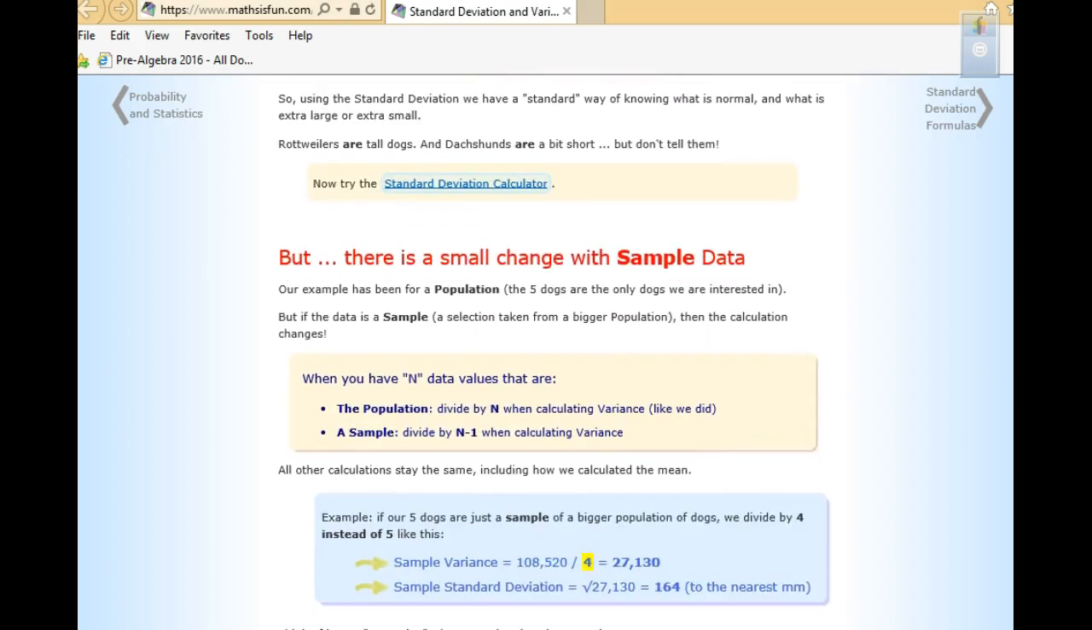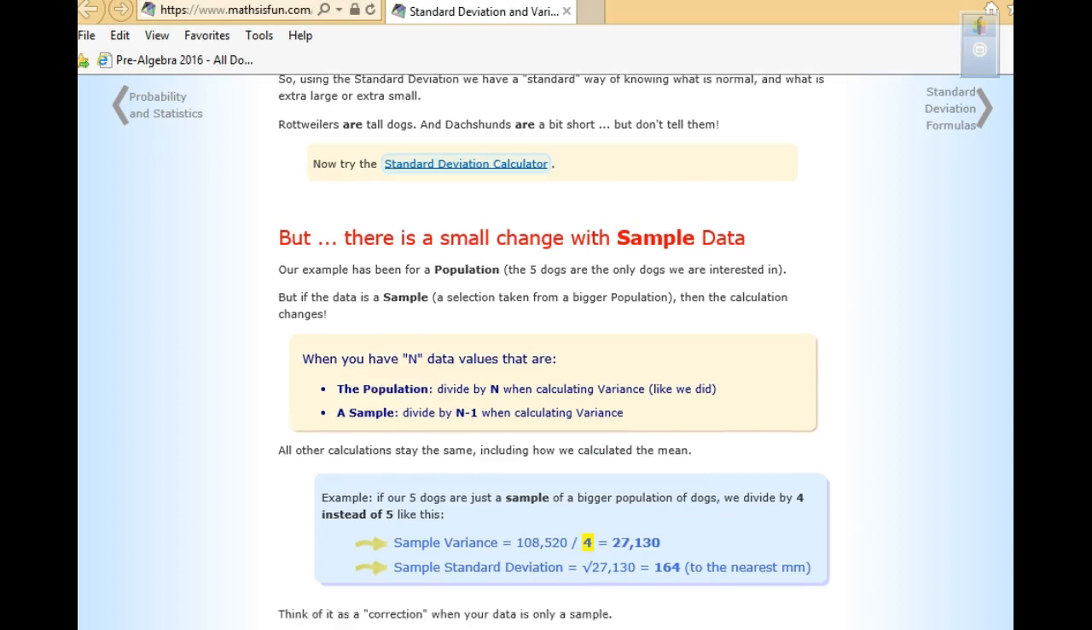It says there is a small change in the data. Say we change one piece of information. For example, we have 5 dogs that we are looking at, but then we take a look at a bigger population. What's going to happen is that our numbers, when we calculate that variance, are going to change. So just be careful when you're looking at that.